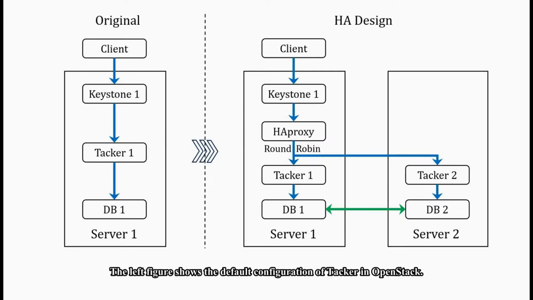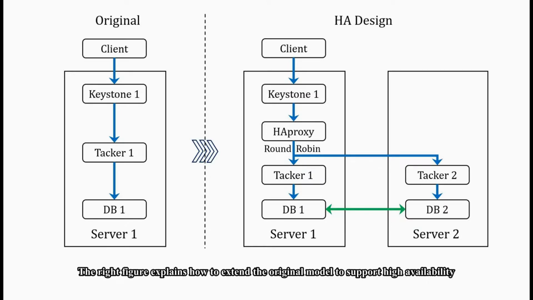The left figure shows the default configuration of Tacker in OpenStack. The client always needs to first arrive at Keystone to acquire the authentication token, and then use this token to access the Tacker service. Finally, related operations are recorded in the database.